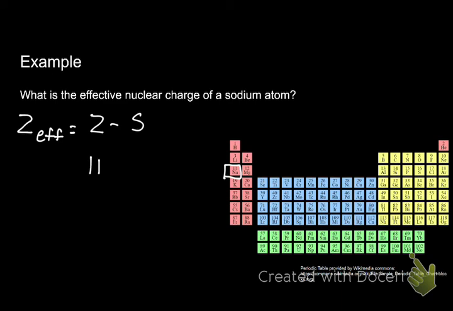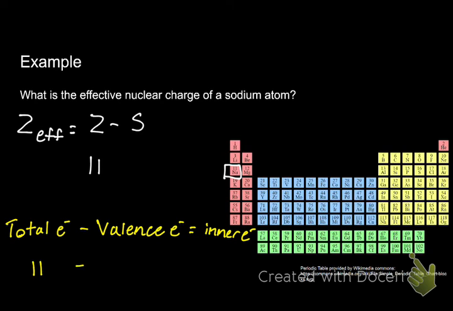Our S is going to be our shielding constant, or our number of inner electrons. So again, we are going to have our total electrons minus our valence electrons, and that will equal our number of inner electrons. So looking at sodium, our total number of electrons is 11. Our number of valence electrons will just be 1.